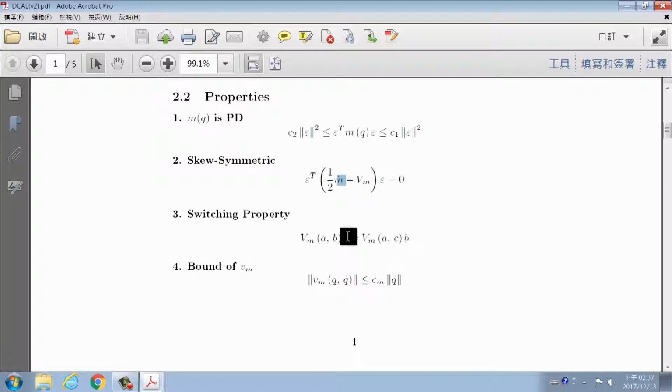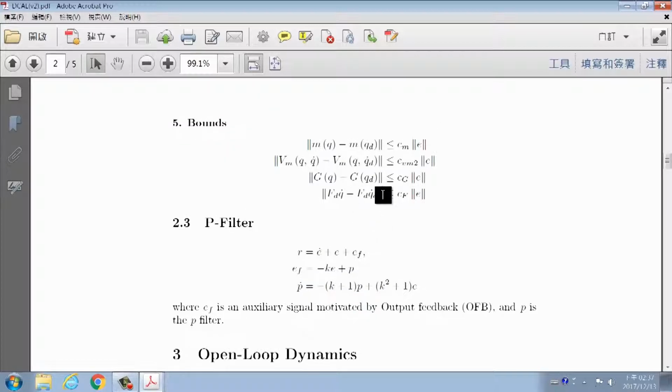Switching property can be used to switch terms such that you can upper bound the terms by z norm or z norm square. And the upper bound of VM terms can create constant terms if Q dot is QD dot. Okay, and if Q dot here is QD dot, that means the VM term can be upper bounded by a constant. So all these properties have been used again and again in the analysis. So you just need to know which tool you need to use given the dynamics. Okay, that's how you need to learn.